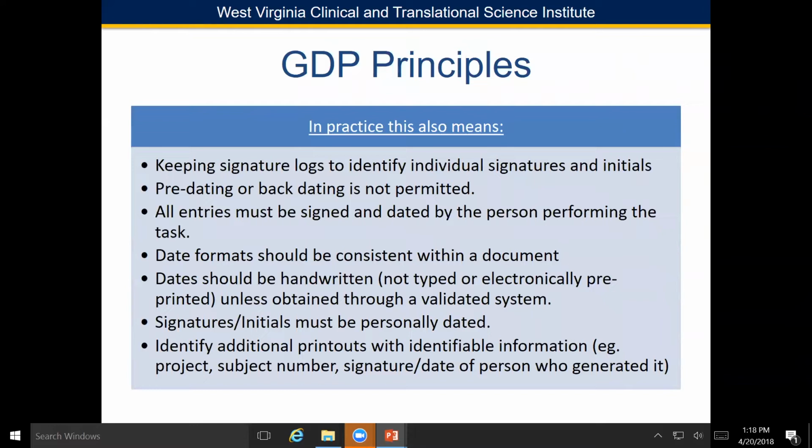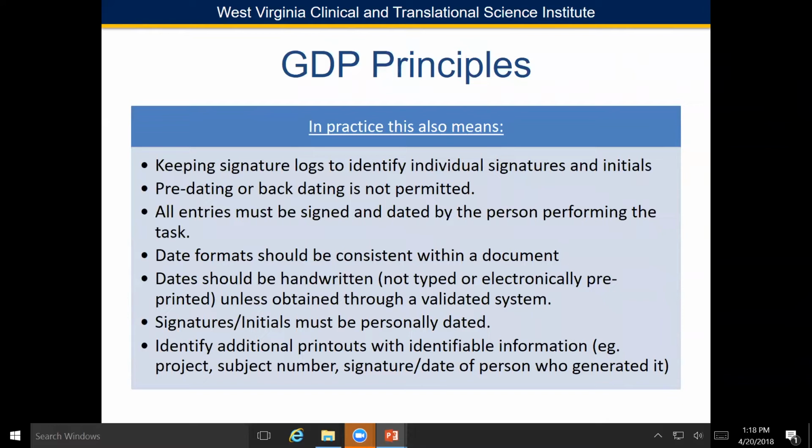All entries must be signed and dated by the person performing the task. Date format should be consistent within a document. Dates should be handwritten, so they shouldn't be typed or electronically pre-printed unless obtained through a validated system. Signatures and initials must be personally dated, so not dated by someone else, a third party. And identify additional printouts with identifiable information.